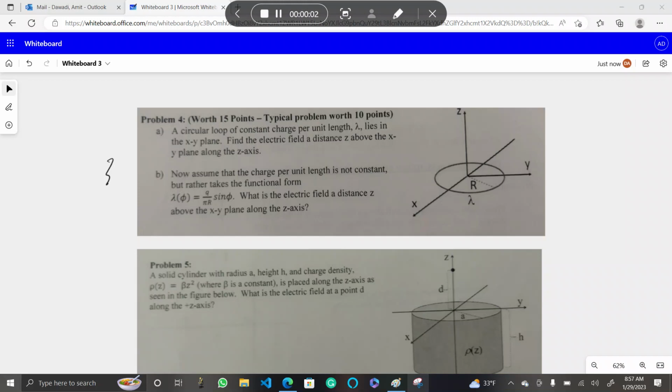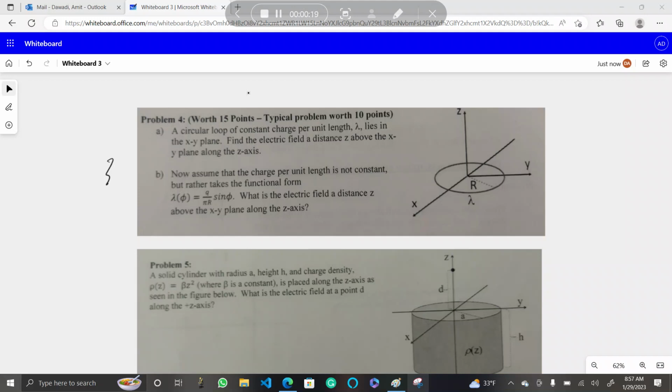Hi all, welcome to the fourth video on problem set 1. We are discussing the electric field, electric force, and the electrostatic energy stored in configurations because of point charges and continuous charge distributions.